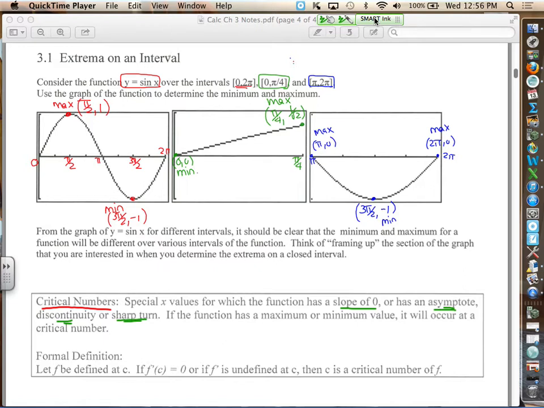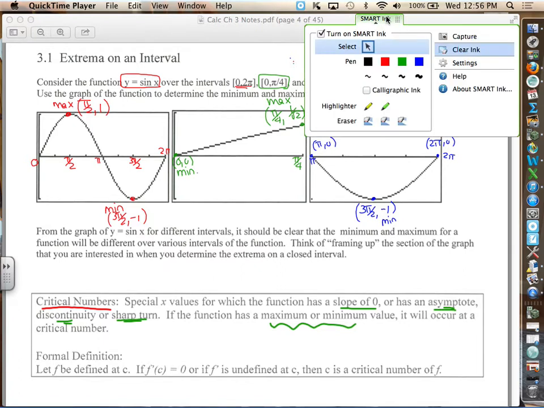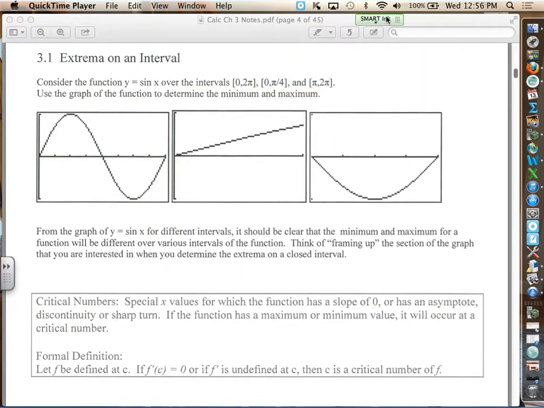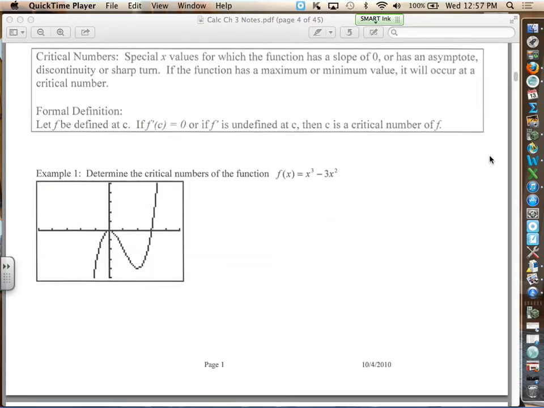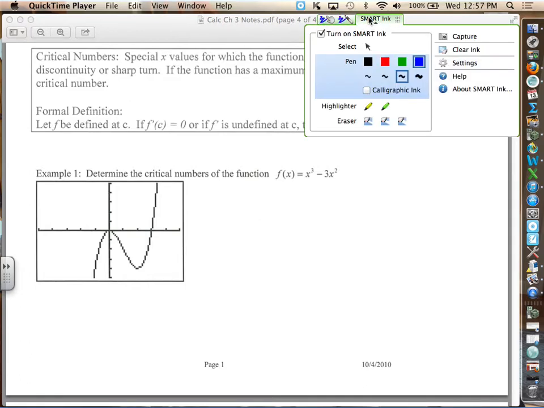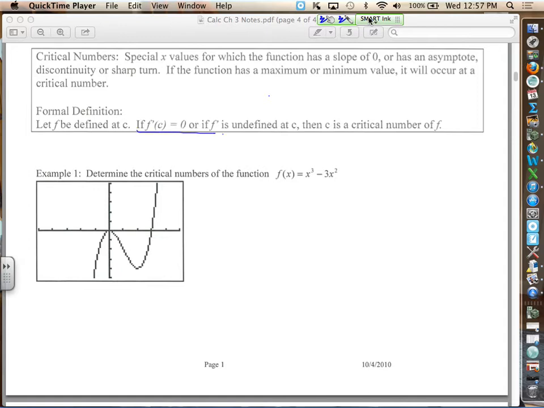Sometimes they're going to be maximums and minimums. Sometimes they may be places where the derivative is undefined, like we said, if you had a sharp turn or an asymptote or something like that. All right, let's slide this up here. To find a critical value, we figure out where is the derivative 0 or where is the derivative undefined.